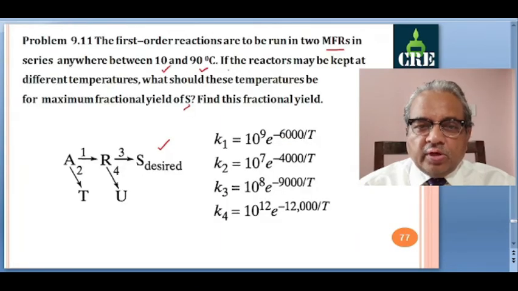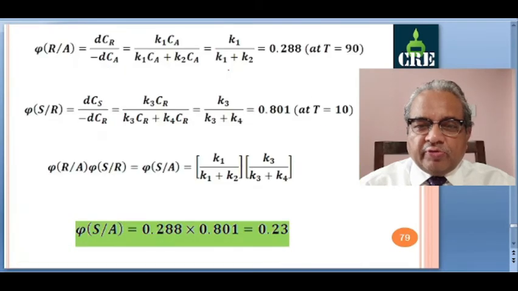Again, we have to find out the maximum fractional yield and the value of the fractional yield. So this we will find out. This is the instantaneous yield R by A. This we will write as dCr by minus dCA, which is K1Ca divided by K1Ca plus K2Ca.